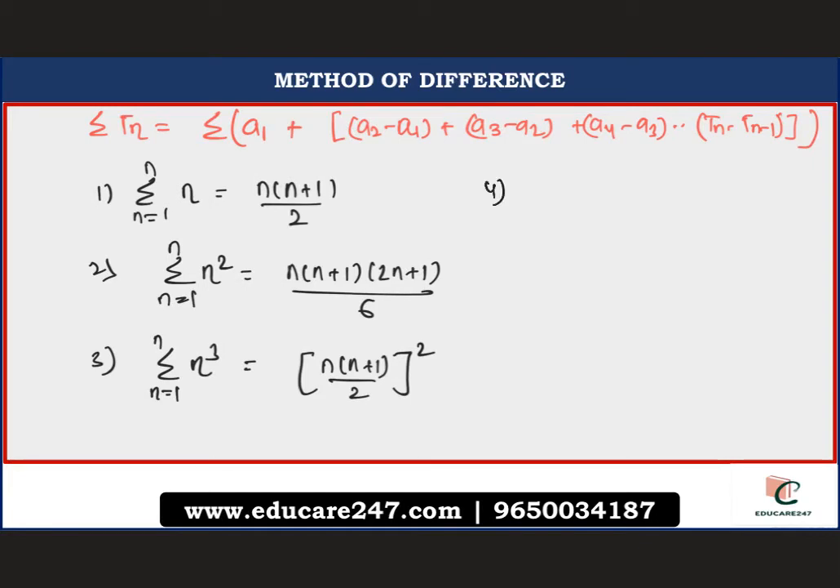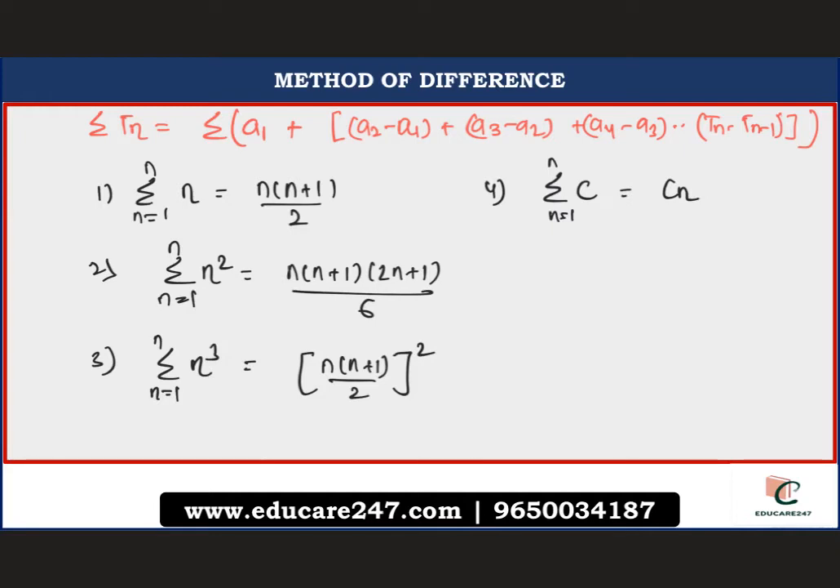And last, if I take a summation of a constant number, so let's suppose it is c. So summation of c, which is a constant number, will be cn. Always keep this in mind. This will be helpful to you when we solve the question.